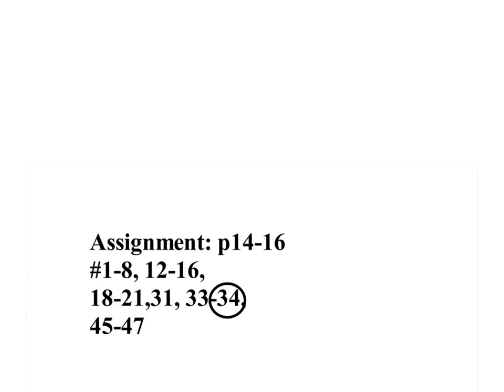All right, here's your homework assignment. Okay, make sure on number 34 you write at least 3 complete sentences explaining how you solved it. I had several people yesterday forget to do that, so don't forget to do it.